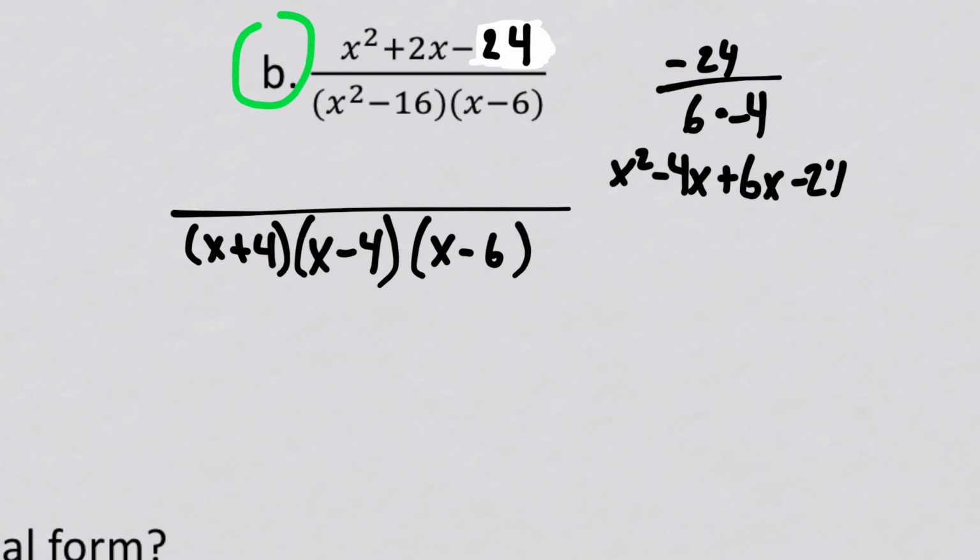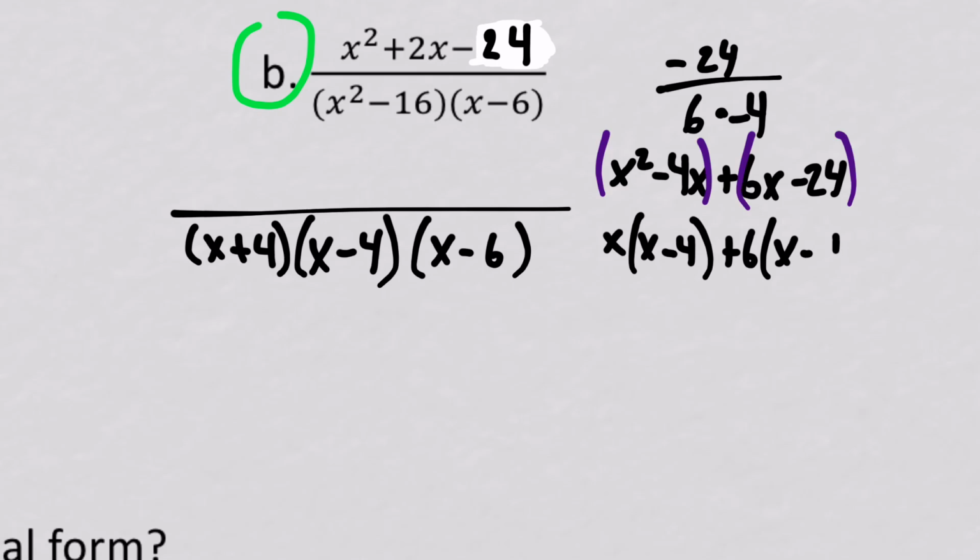Minus 24. Factor these, group them together. I'm going to group these two and then group these two. So that's going to be x minus 4, and in the other one, I'm going to factor out 6, and that leaves me with x minus 4 again. That's x minus 4, x plus 6.